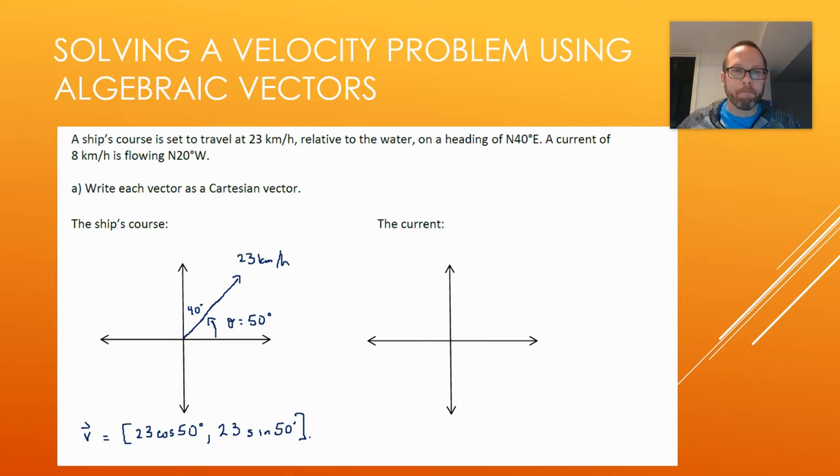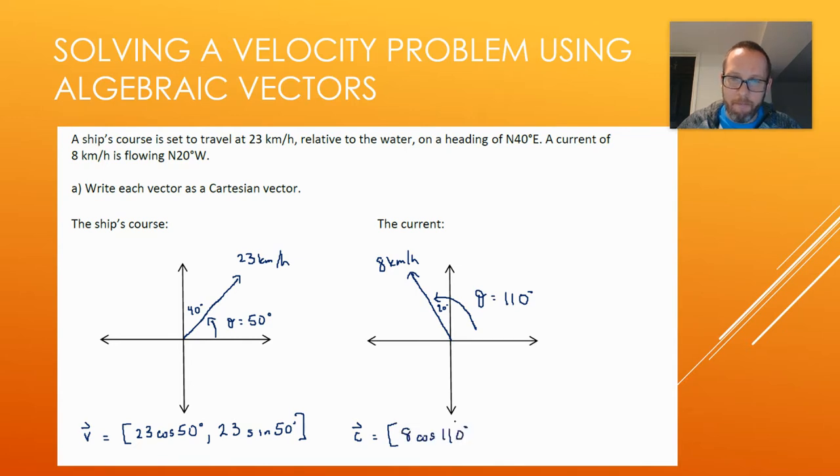Let's do the current. Current's flowing 8 kilometers per hour north, 20 degrees west. So something like this. Diagram not to scale for sure. 20 degrees here. And so that means that our angle theta, we need to convert into an algebraic vector, would be 90 plus 20, so 110 degrees. So the current, we can write as an algebraic vector as 8 times the cosine of 110 and 8 times the sine of 110.